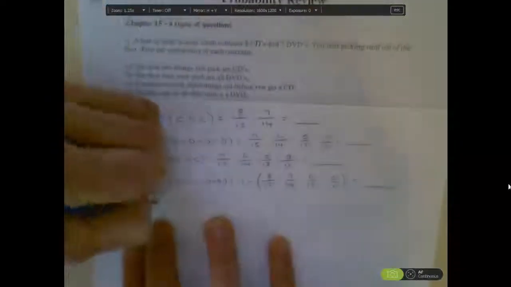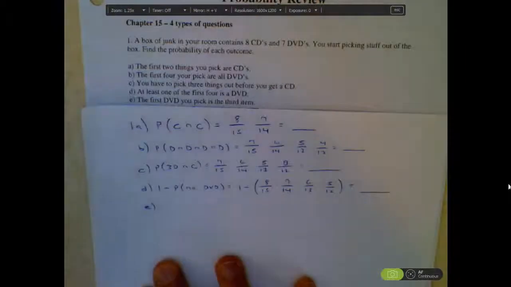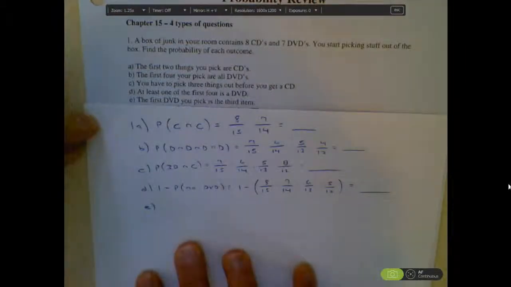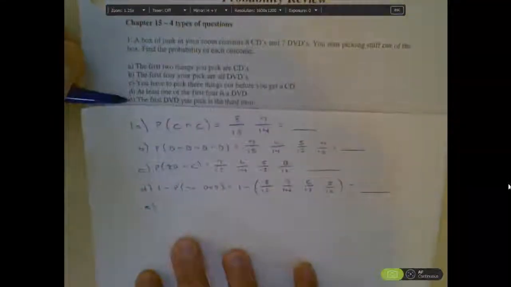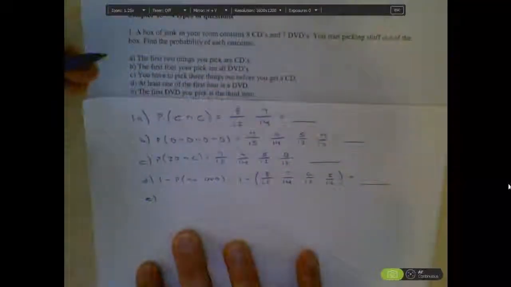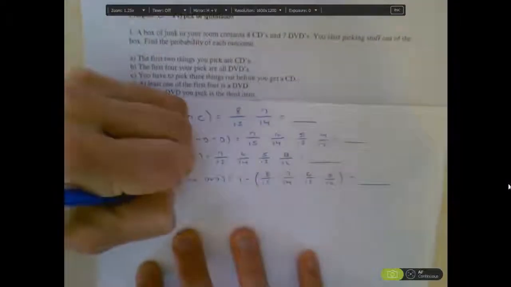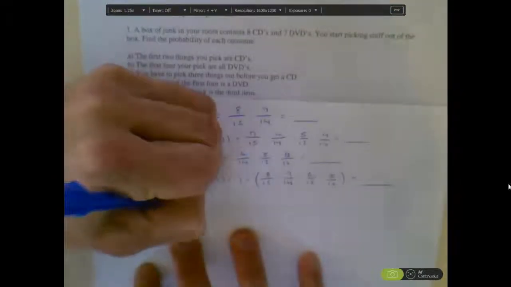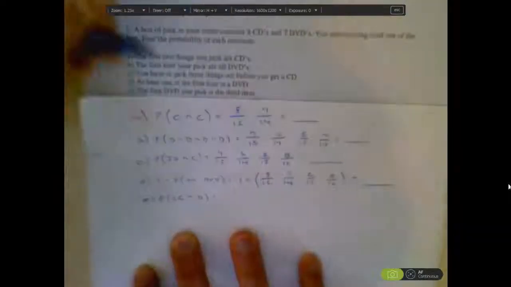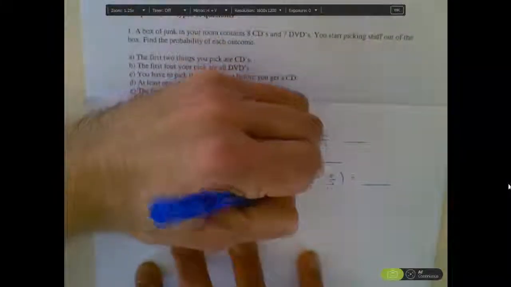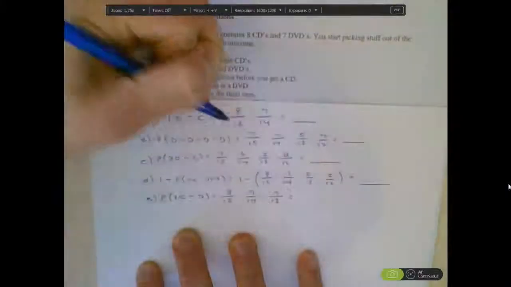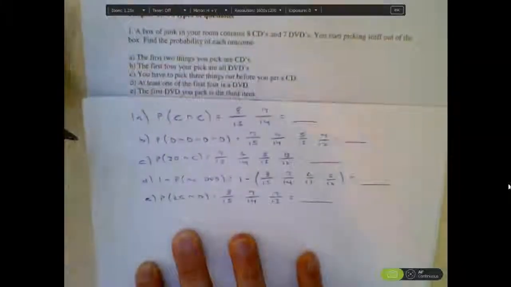Okay, for E, the first DVD you pick is the third item. So it's very similar to what we saw in C. So that means the first 2 are not DVDs and the third is. So that means I need 2 CDs and a DVD. Well, the probability that I pick a CD is 8/15 times 7/14, another CD, times, now I want to get a DVD. There's 7 DVDs out of 13 total. Multiply those, that's going to give me my probability.